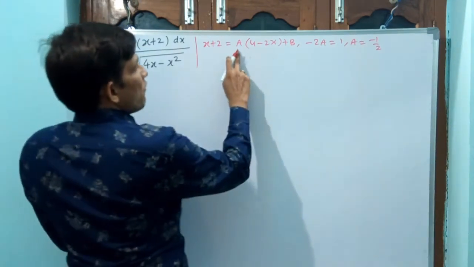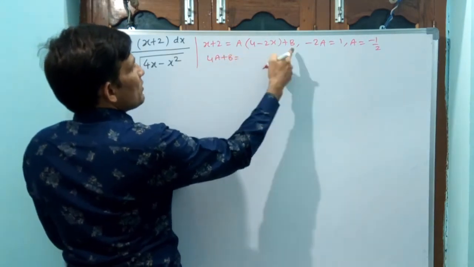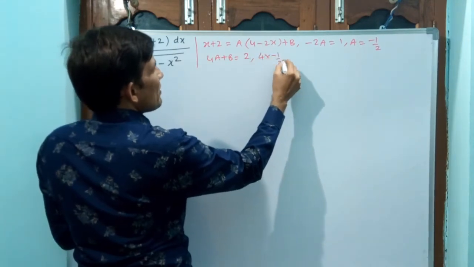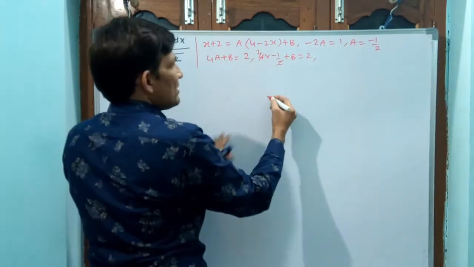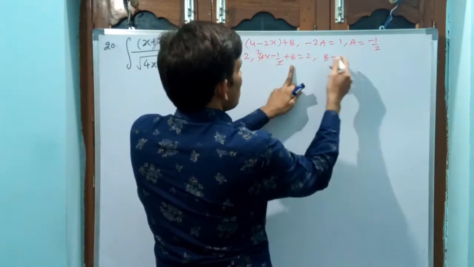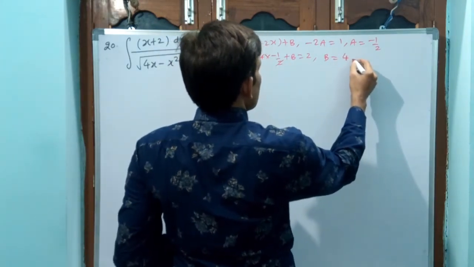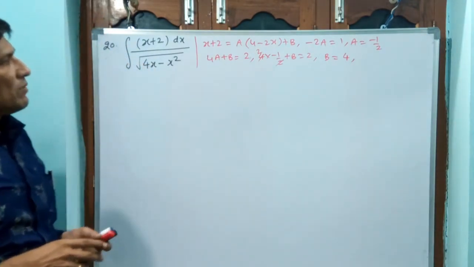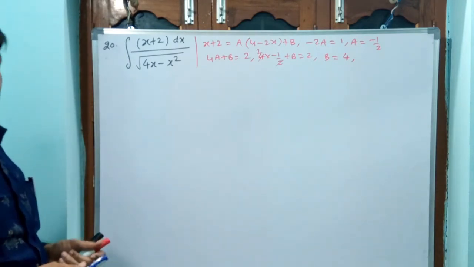Then you see 4a plus b is equivalent to 2. But 4 into minus 1 by 2 means minus 2, plus b is equal to 2. That means b is equal to, minus 2 that side goes plus 2, so b is equal to 4. See, now a and b have come.